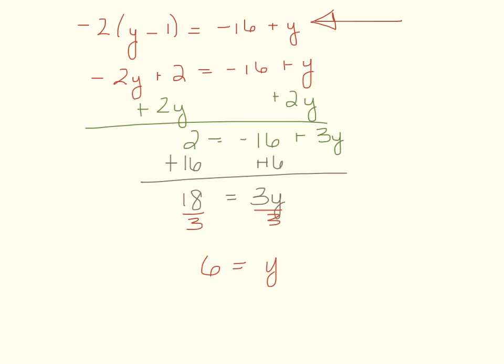And of course you could check it, and that's always a wonderful thing to do. So negative 2 times 6 minus 1 is equal to negative 16 plus 6. And let's check and make sure we did this right. I'll take negative 2 times 5 is equal to negative 10. Of course that is true, so we must have done everything right.